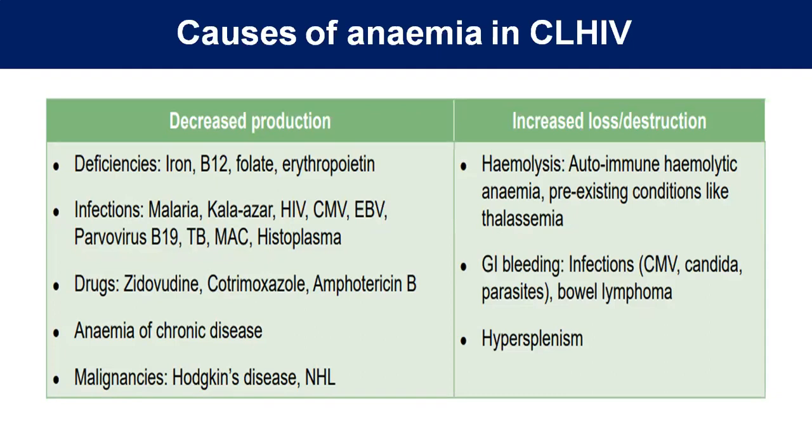Anemia could also be due to increased loss or destruction, as in hemolysis, which could be autoimmune, or any pre-existing condition in a child like thalassemia. Thalassemic patients receive frequent blood transfusions and are prone to HIV, so they will also present with anemia. GI bleeding could be a cause with various infections like CMV, Candida, parasites, bowel lymphoma. And lastly, hypersplenism, which will also cause anemia due to increased loss or destruction.